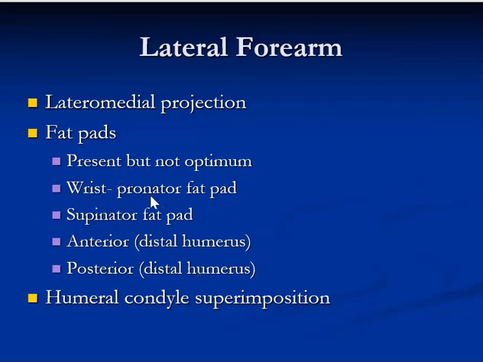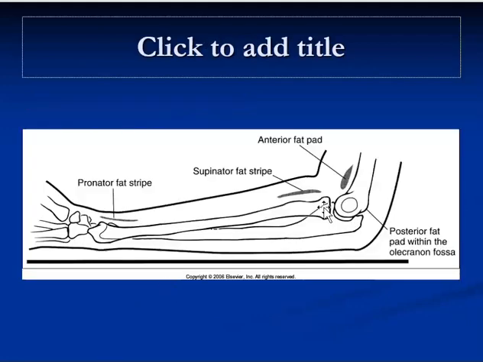But on the wrist end, you're going to see the pronator fat pad. You're also going to see the supinator fat pad. You may see the anterior fat pad on the distal humerus. You may see the posterior fat pad on the distal humerus. Supinator fat pad is anterior to the radial head. So they're going to look like that. You got supinator, you got anterior, you got posterior fat pad, which is going to be tucked inside of the olecranon fossa on the backside of the humerus, and you got pronator fat pad right there.